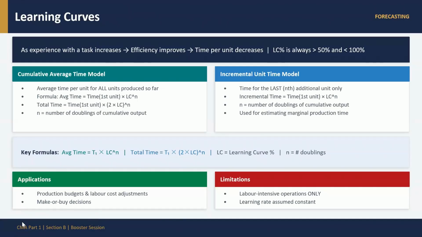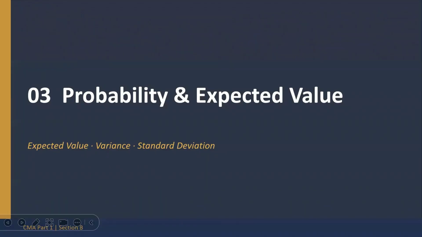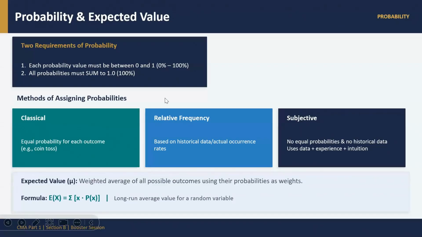So next up, we are moving on with probability. Probability is a very simple concept to understand, but when you solve application questions, you should be clear. Probability has two requirements. Each probability value must be between 0 and 1. If you represent it in decimals, it should be between 0 and 1. If you represent it as a percentage, it should be between 0% and 100%. Then, for all the outcomes, you will choose probabilities. Let us say, for example, flipping a coin.